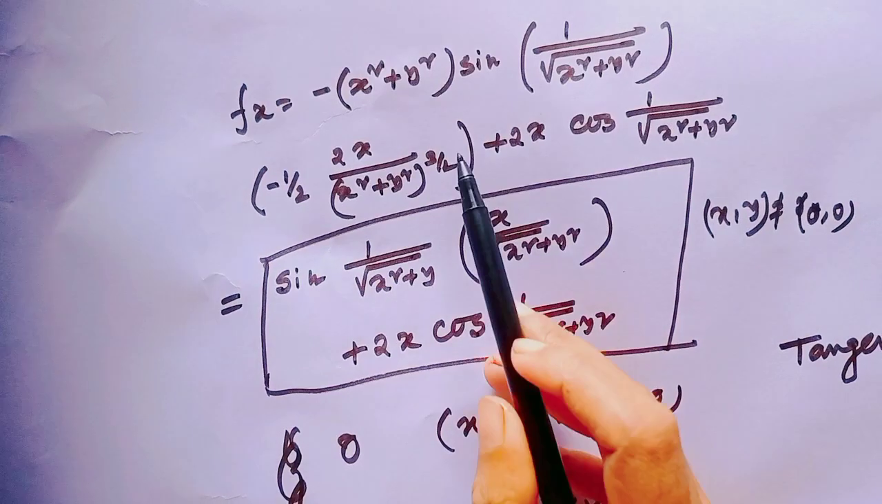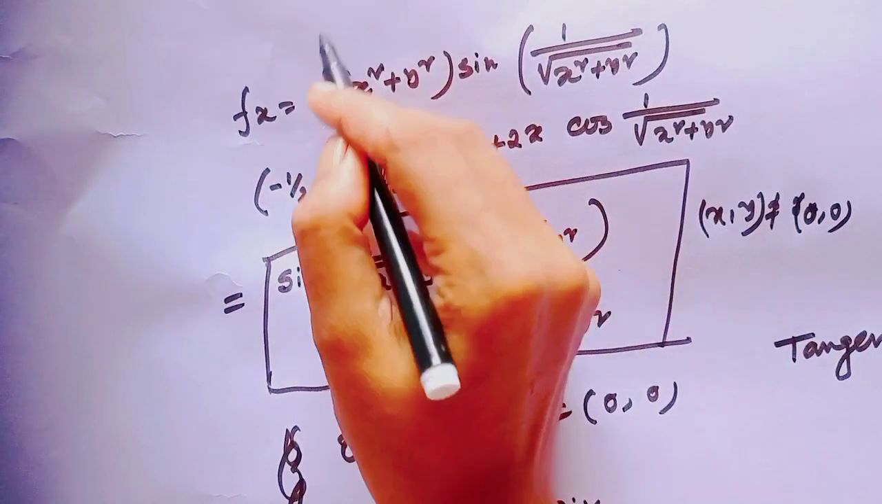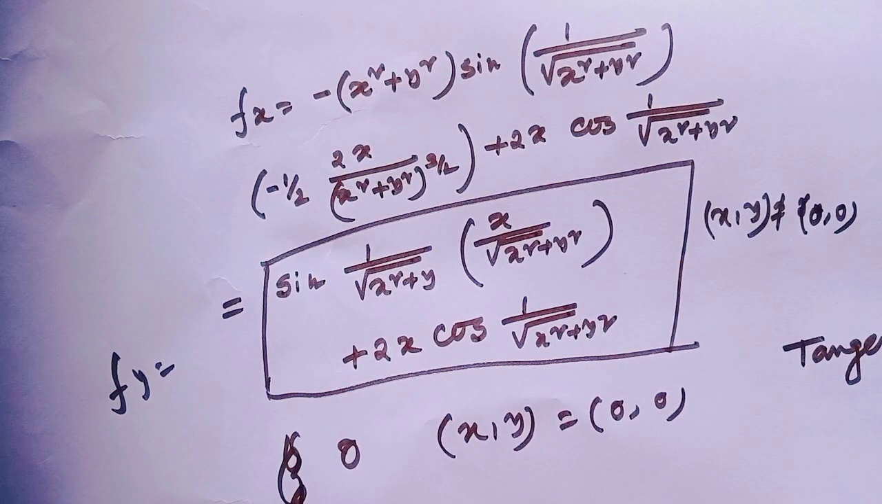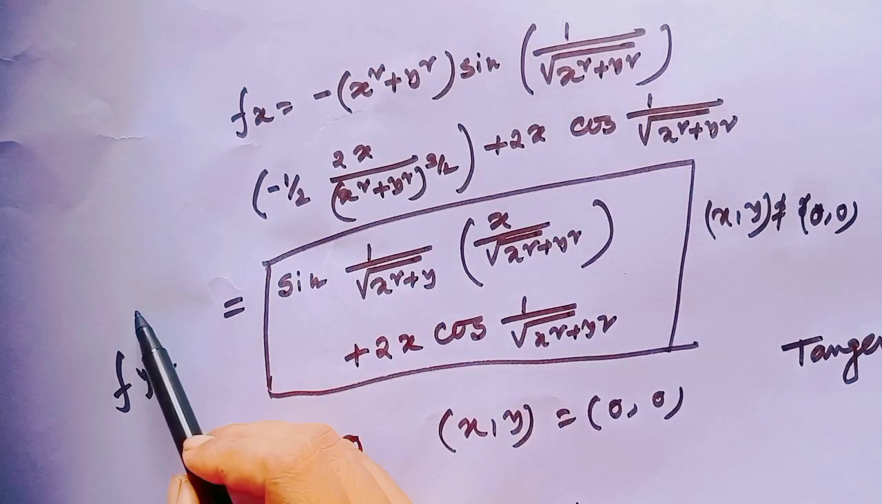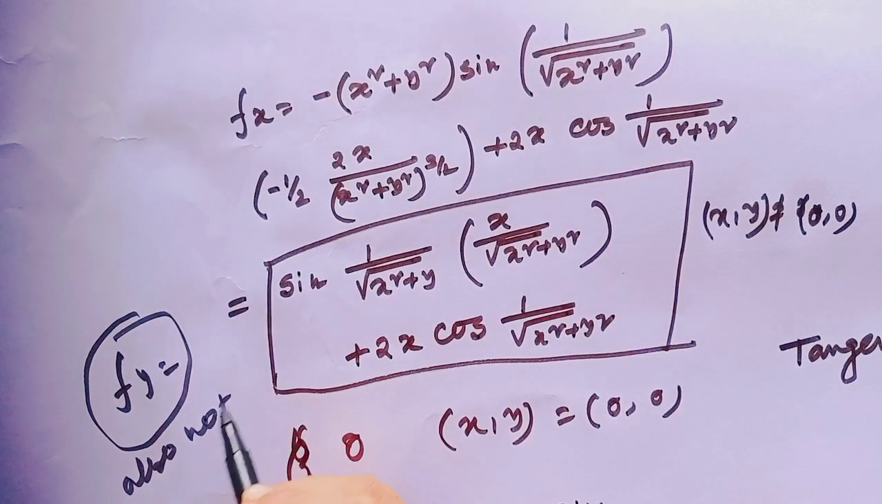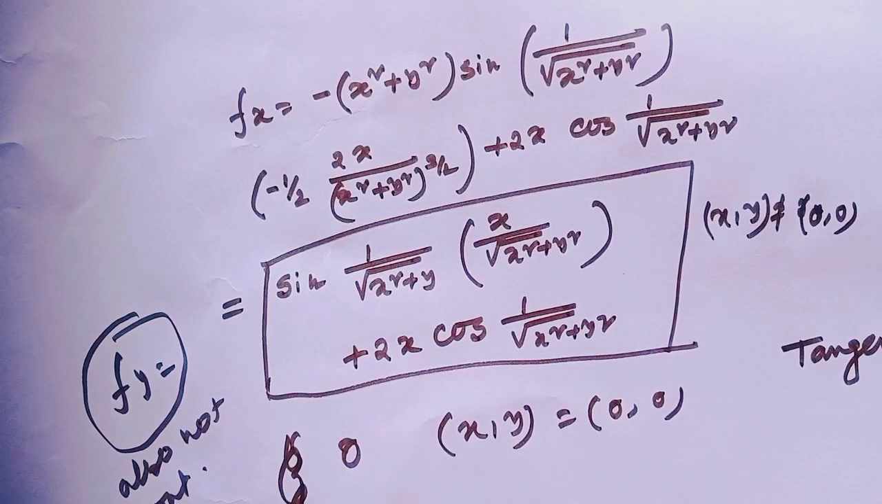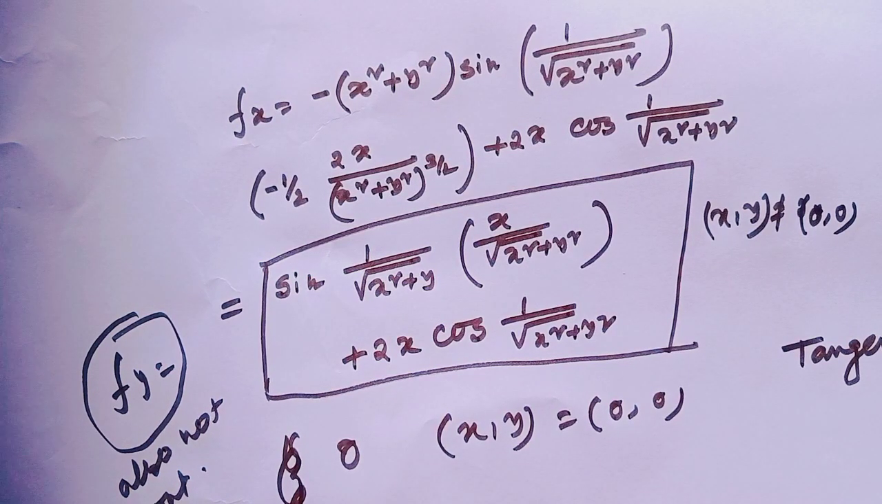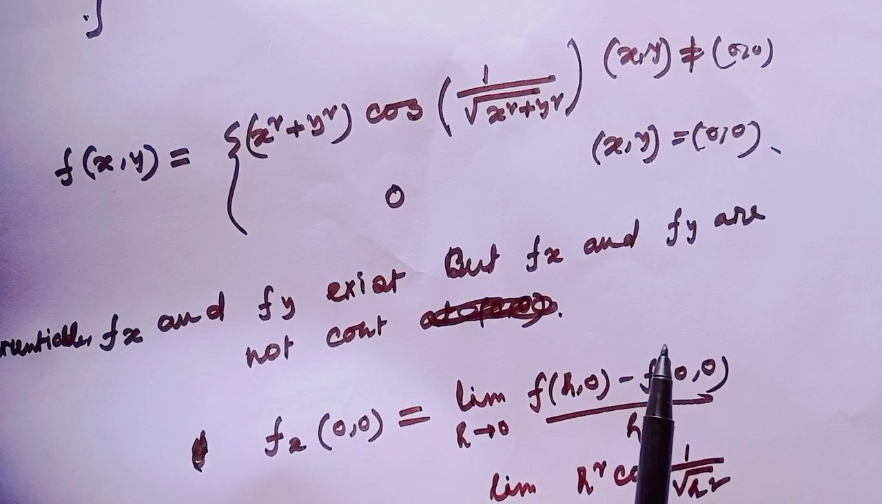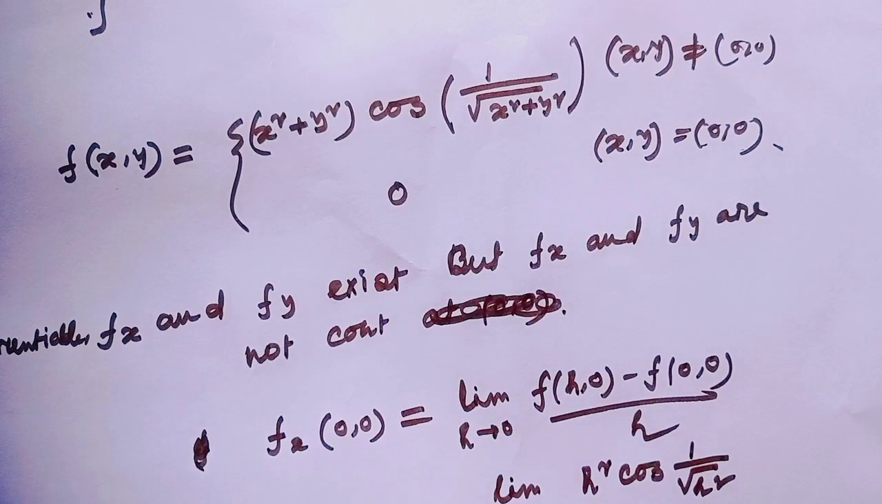Similarly, if you take f_y, similarly you will find f_y also is not continuous. So the function is differentiable and both partial derivatives exist, but these partial derivatives are not continuous.